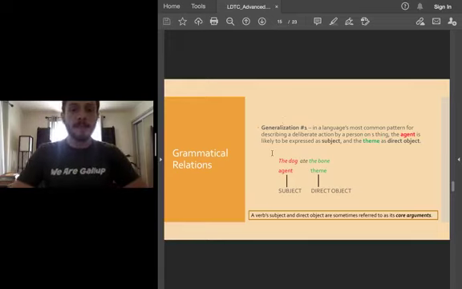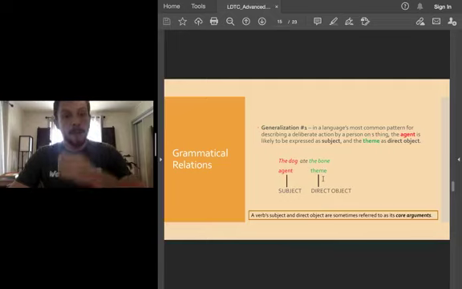In our English sentence here, the dog ate the bone. The verb ate subcategorizes two thematic roles, two arguments, an agent and a theme, right? The one doing the eating and the thing being eaten. And in English, we can just preliminarily say, okay, the dog is the agent, so we're going to say that's the subject. Whereas the bone is the theme, so we're going to preliminarily identify that as the direct object.